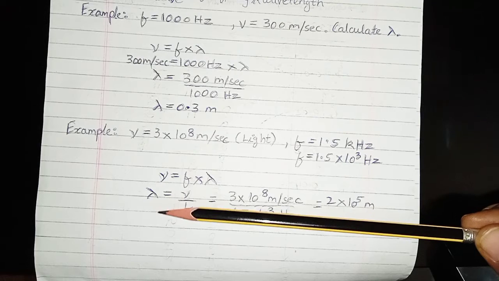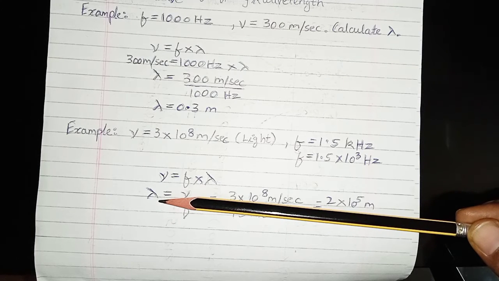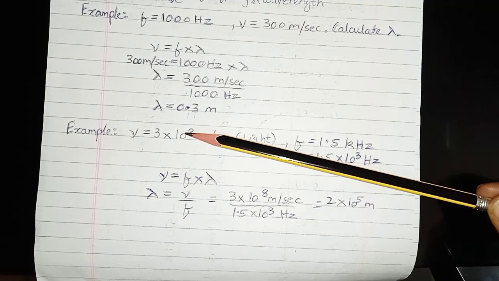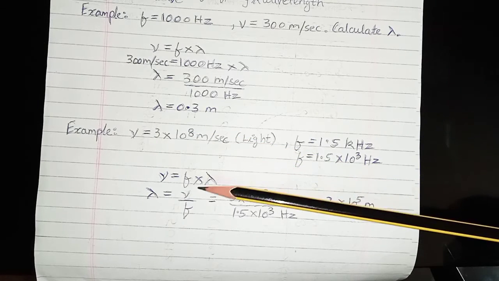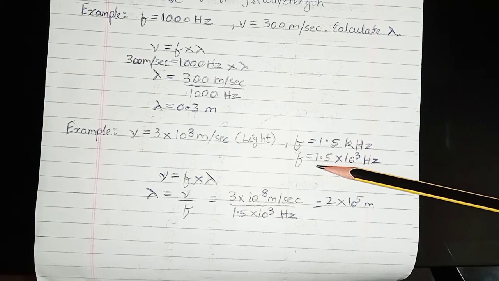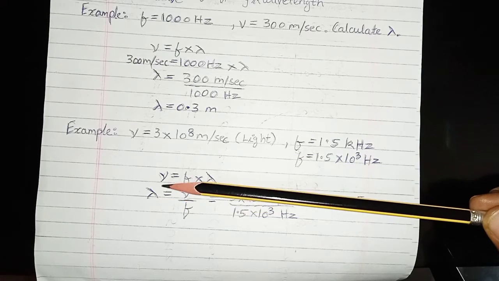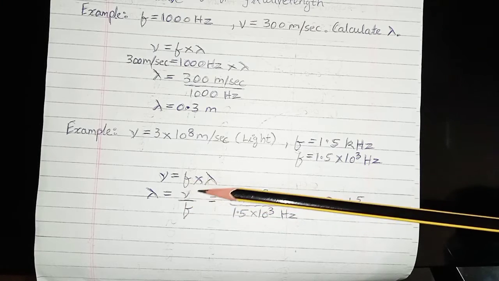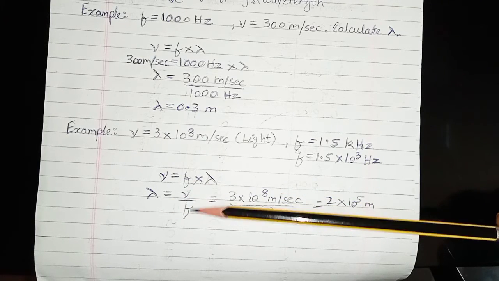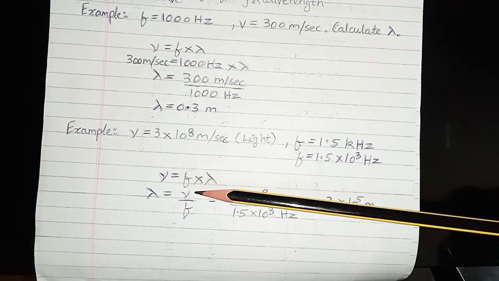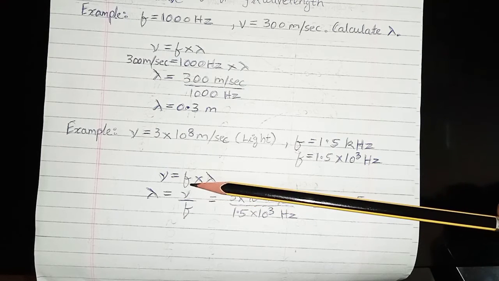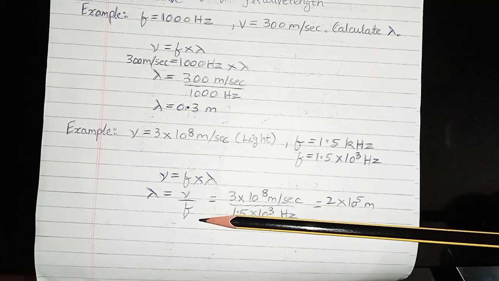Now we have to calculate what is lambda. Because v is already given, 3 into 10 raised to 8 meters per second. F is given over here, 1.5 into 10 raised to 3 hertz. So if we rearrange the equation, we find lambda is equal to v by f. This goes in the denominator. That is why lambda is equal to v divided by f.